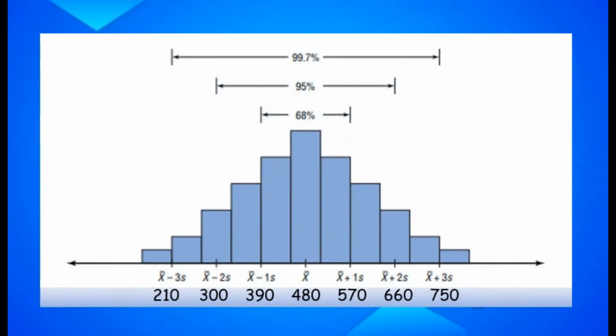So on the graph or picture on the screen, it shows that 68% falls between 390 and 570, and 95% falls between 300 and 660, and 99.7% falls between 210 and 750.